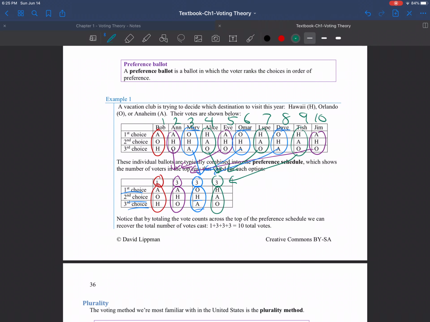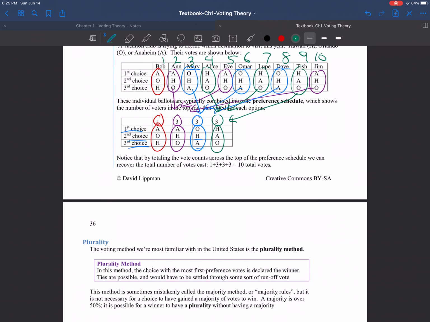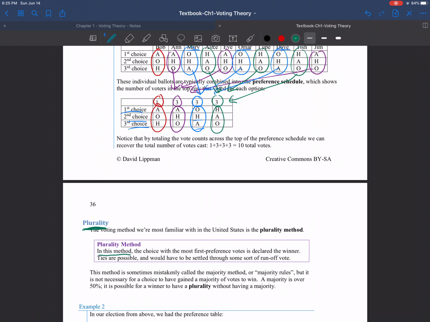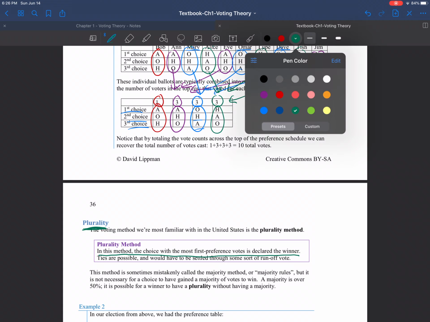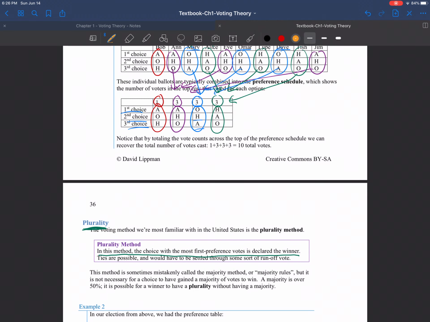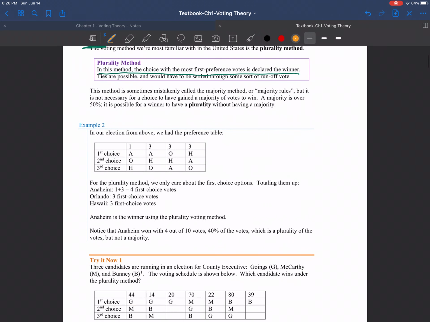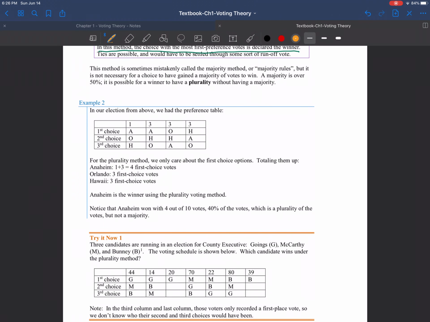Well, one method is the method of plurality. The method of plurality. How does that work? Well, right here. In this method, the choice with the most first preference votes is declared the winner. So in other words, who got the most first place votes? Let's try it out. Come down here. This same table is repeated right down here. So let's take a look at it.